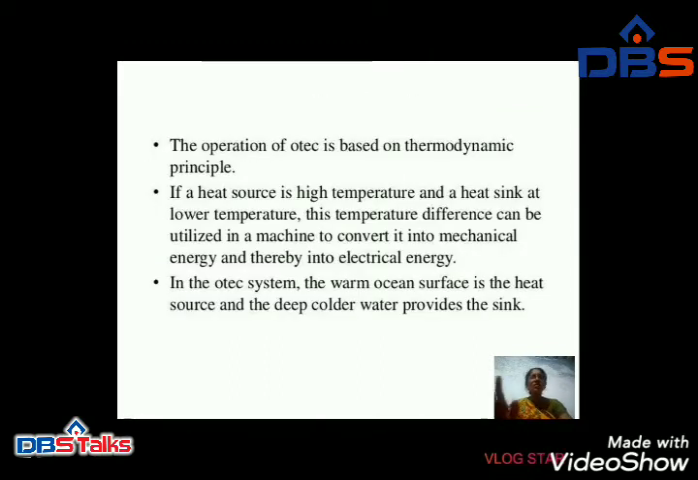In the OTEC system, the warm surface water is the heat source, and the deep colder water provides the sink. The basic working principle is that this plant works on the closed Rankine cycle. The warm water is used to evaporate a working fluid like ammonia or a halocarbon refrigerant, and this evaporated fluid expands in a low pressure turbine which is coupled with a turbo alternator to produce electricity.